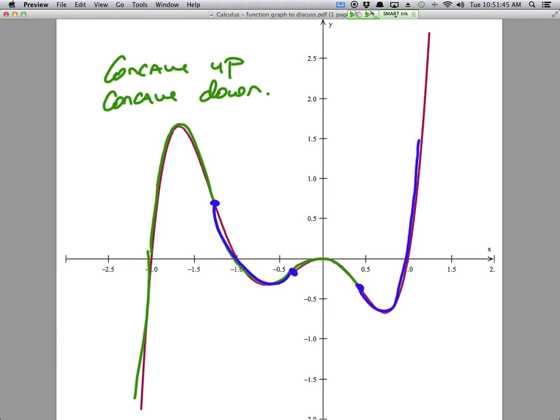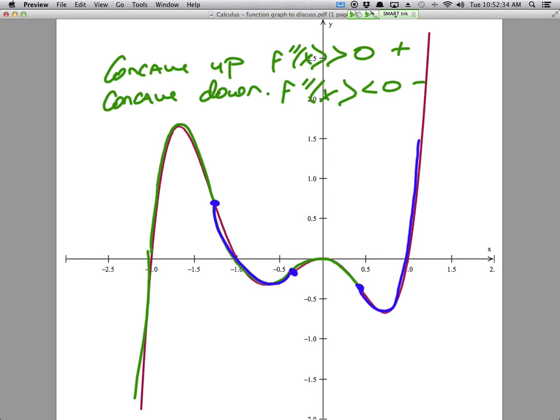Now, what we use to figure out concavity is the second derivative. The second derivative tells me concavity. If f double prime of x is greater than 0, I am concave up. And if f double prime of x is less than 0, I am concave down. So what's another word we can use instead of less than 0? Negative, and instead of greater than 0, positive. So if my second derivative is positive, we are concave up. If my second derivative is negative, we are concave down.